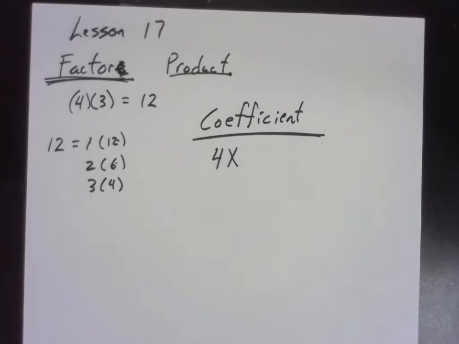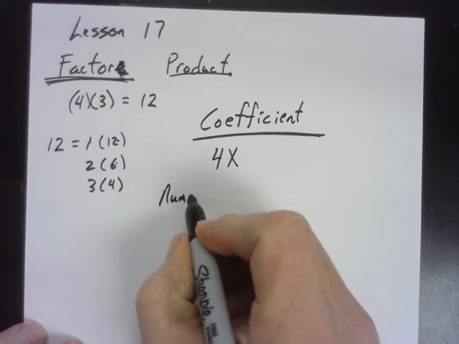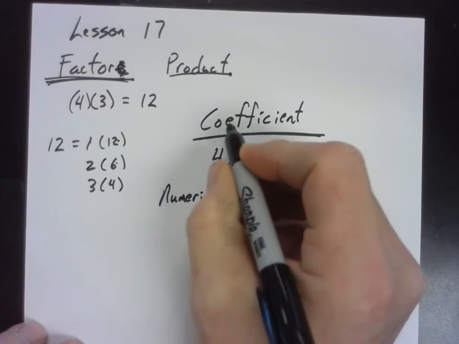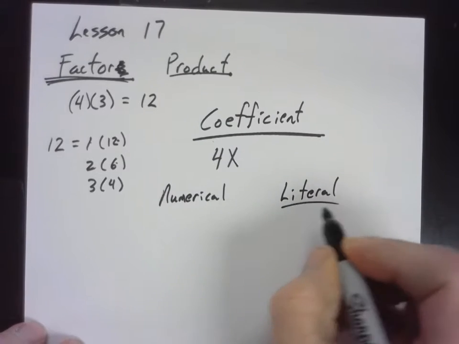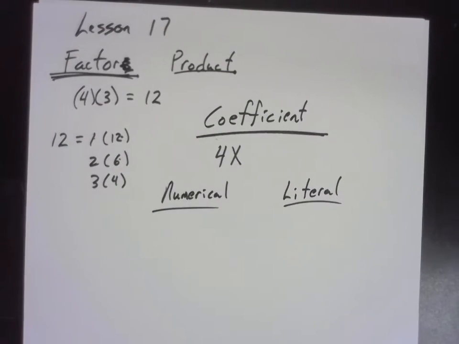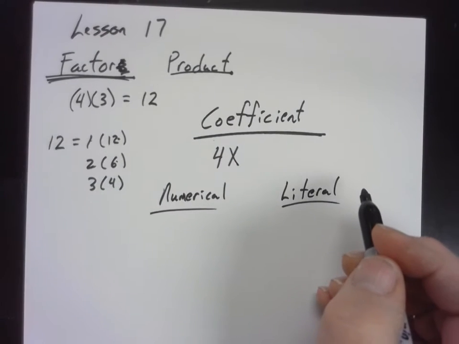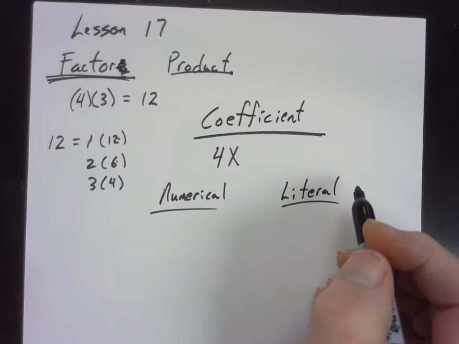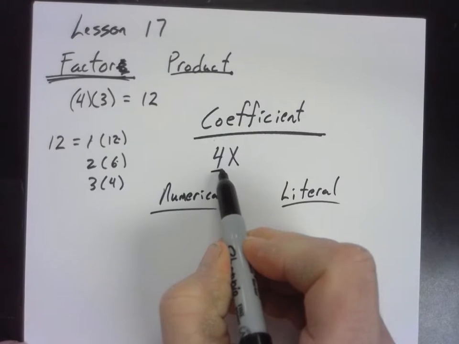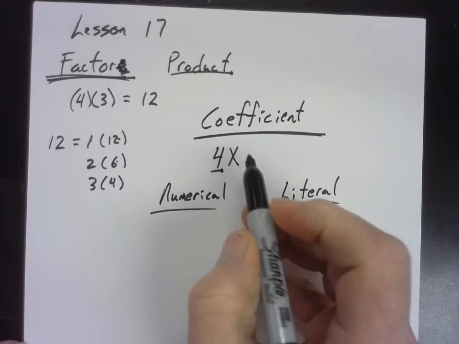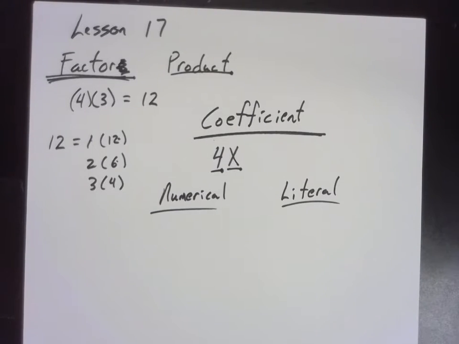But what's really important is that you understand numerical coefficient and literal coefficient. The literal coefficient. Oh, sounds awful, doesn't it? Here we go. Really concentrate. This is going to be tough. Here we go. 4 is called the numerical coefficient, and x is called the literal coefficient. Very good. It's a tough one, huh?